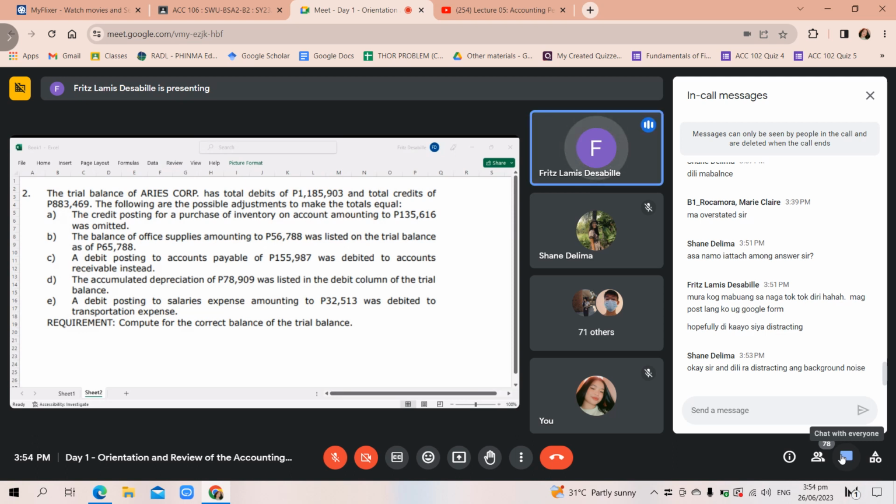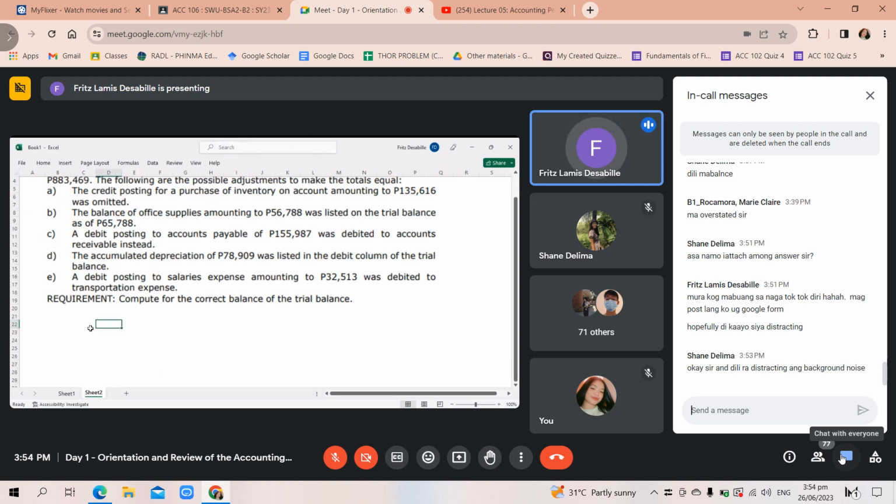Okay, let's start. Sige. I'll read out the problem. No, this is related to the one that we have discussed just a while ago. Before. So ano nga problem, no? Obviously, we can say that there are errors nga na-detect sa trial balance, di ba? Kaya na-discover na to na ang total debit sa atong TB is 1,185,903. However, the total credits is only 883,469. So let's start no in answering this one.